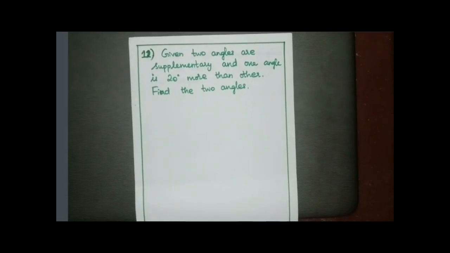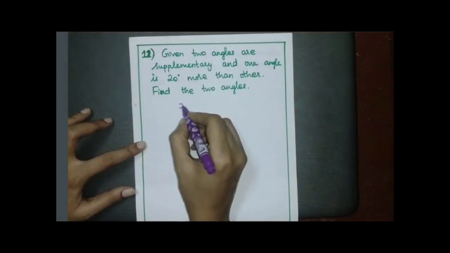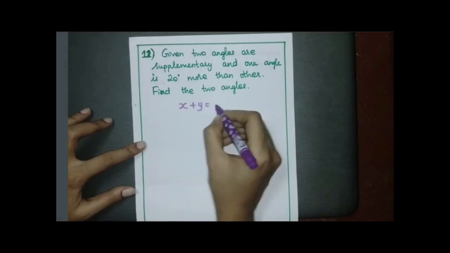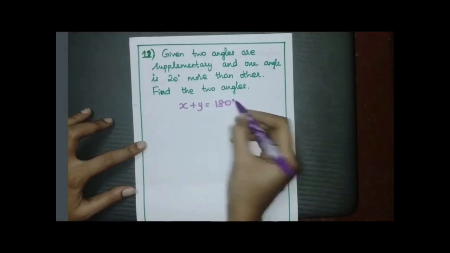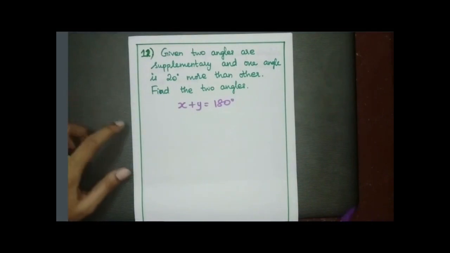Problem number 11. Given two angles are supplementary. So supplementary, they will add up to 180 degree, and one angle is 20 degree more than the other. Same method. Given two angles are supplementary, so x plus y equal to 180 degree. One angle is 20 more than the other.